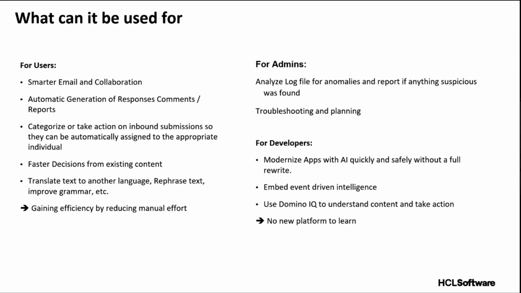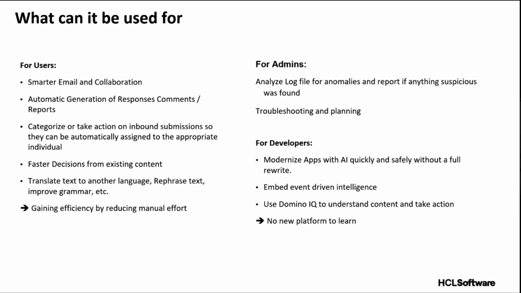Now, let's talk about use cases, right? We talked about this. So what can Domino IQ actually be used for? Smarter email and collaboration is obviously the starting point. We have already shown that you can summarize your email threads, or you can draft a reply using the Gen AI feature. But the bigger opportunity is in the applications, right? Domino applications and the inbound communications which you are receiving.